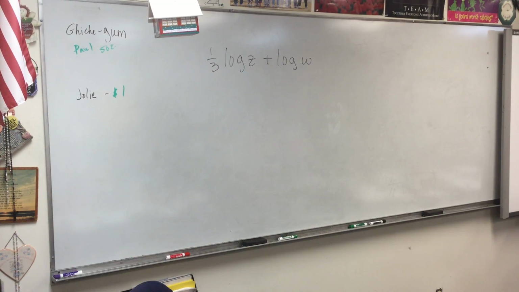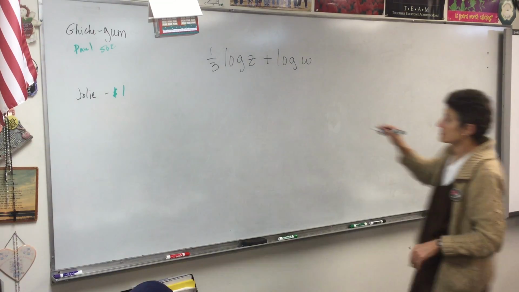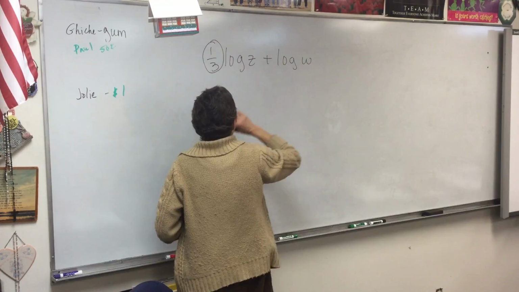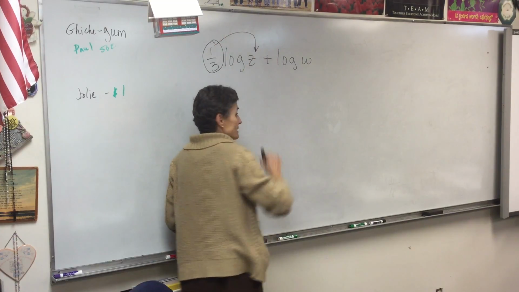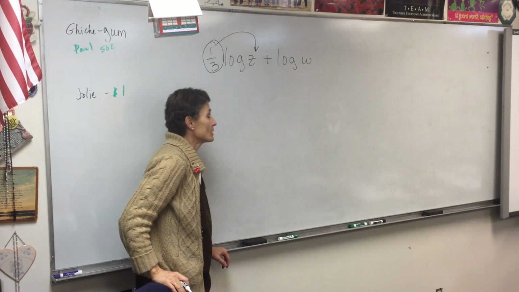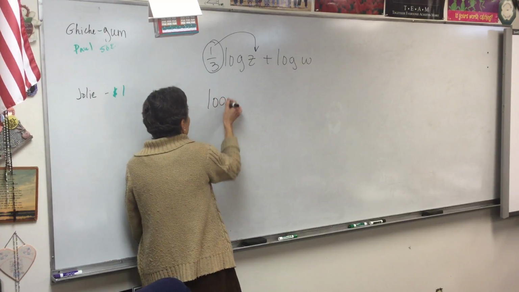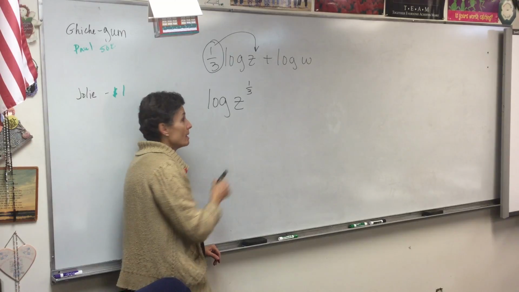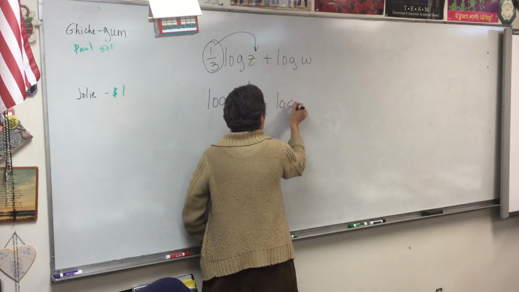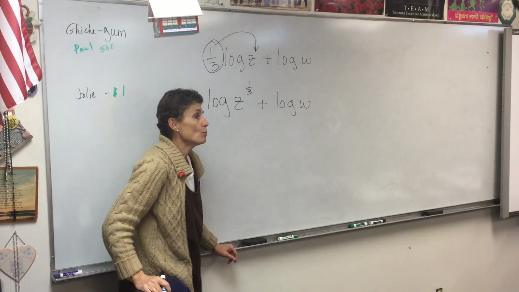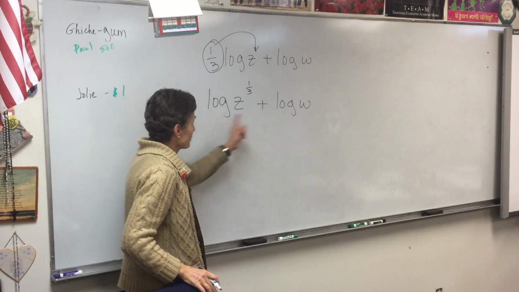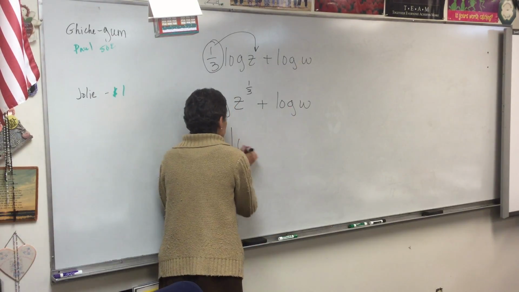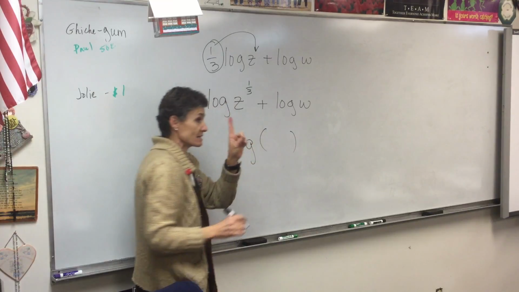Always represents a power. All right, so let me say that again. A coefficient in front of a logarithm always represents a power. So this is log z to the 1/3, and then, of course, plus log w. Now, who remembers what to do? Because my job, I need one logarithm. I need to combine this into one thing.